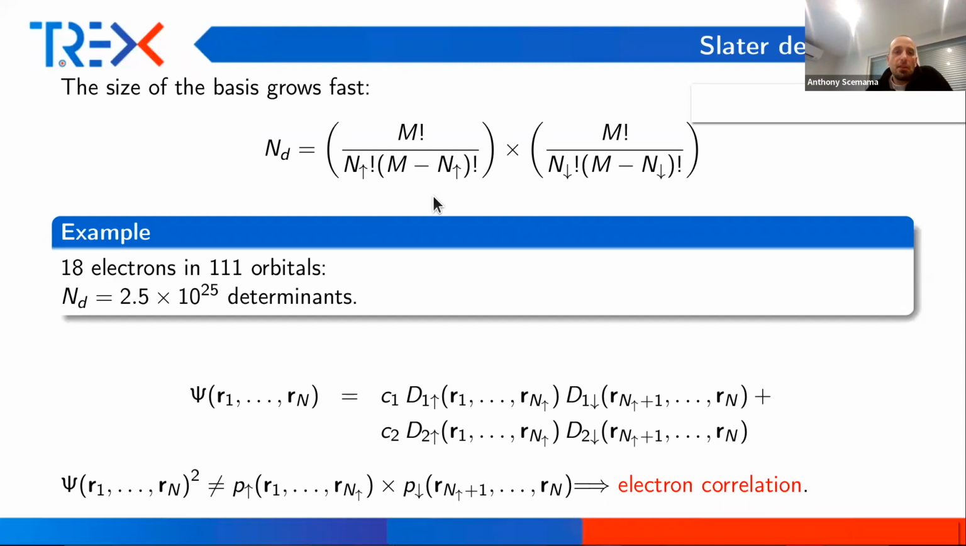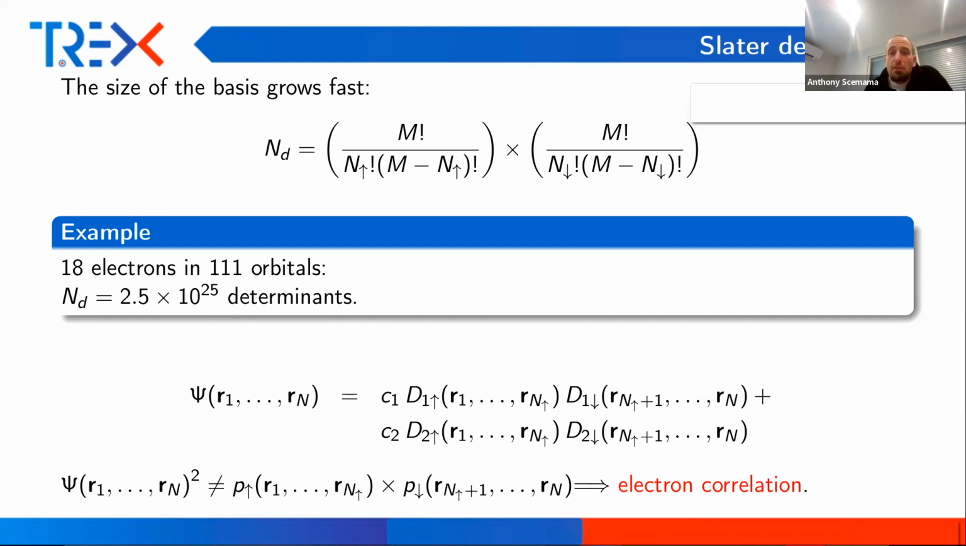So here you see that it grows really factorially. And if you take just this example where you take only 18 electrons in 111 orbitals, you already reach 10 to the 25 determinants. And this is a wave function so large that you cannot store it on a disk. Okay, so such a large space is not something you can handle with a computer. So we will need to make approximations.